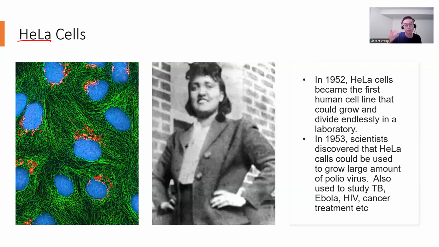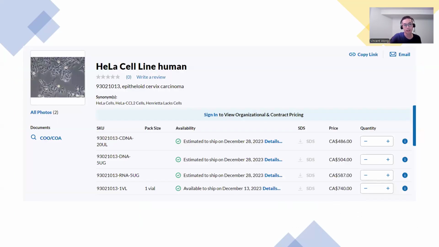To study treatments for things like tuberculosis, Ebola, HIV, and cancer treatments, right? And so these cells are very different nowadays than the original batch, but they nevertheless came from those cervical cancer cells that were taken from Henrietta Lacks.